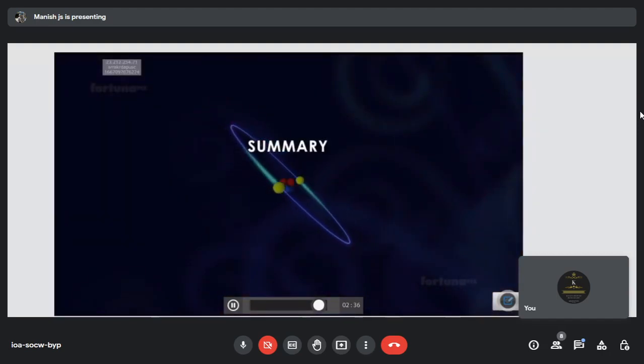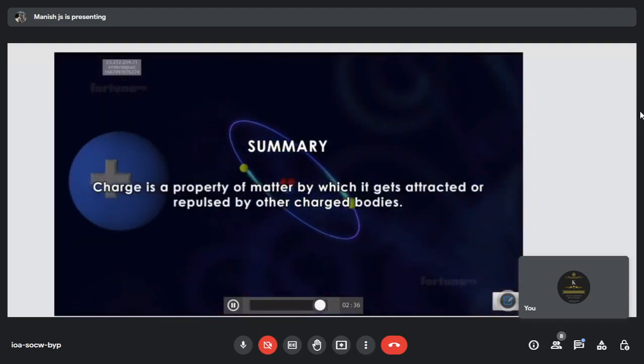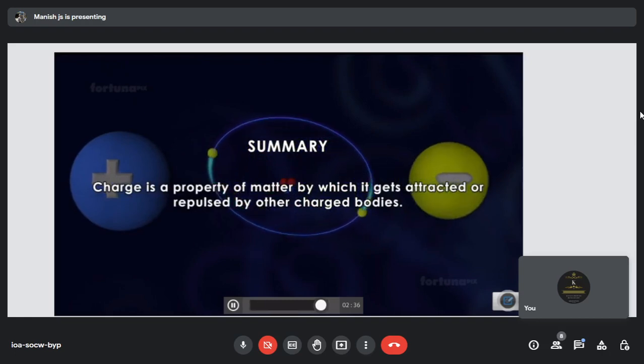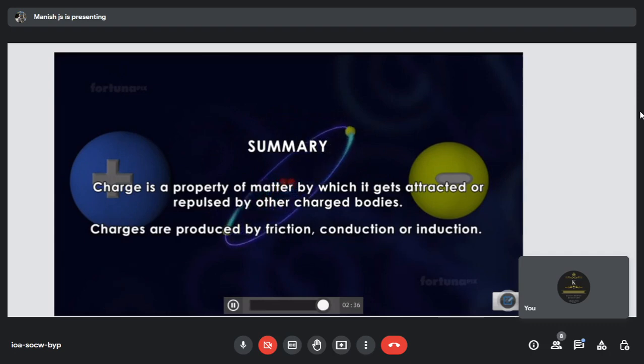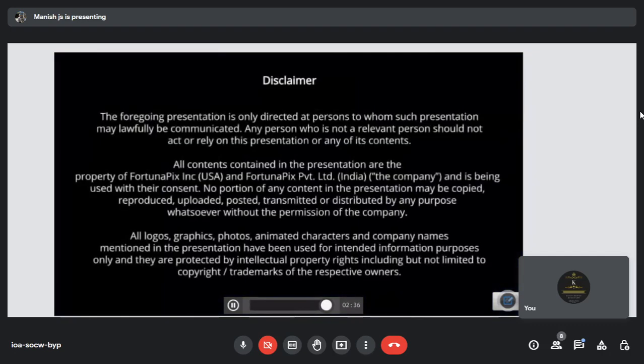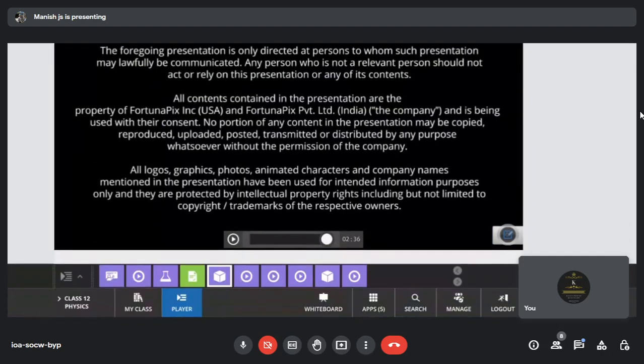Summary. Charge is a property of matter by which it gets attracted or repulsed by other charged bodies. Charges are produced by friction, conduction, or induction. Okay, so we have learned now the different methods of charging. So this was a quick recap of what we learned. So now moving on.